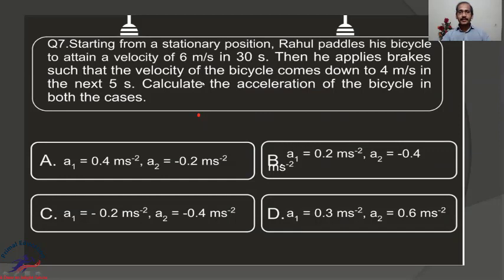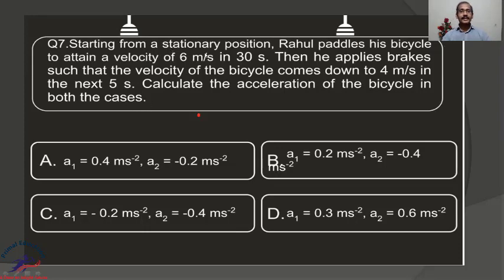Starting from a stationary position, Rahul pedals his bicycle to attain a velocity of 6 meters per second in 30 seconds. Then he applies the brakes such that the velocity of the bicycle comes down to 4 meters per second in the next 5 seconds. Calculate the acceleration of the bicycle in both cases.